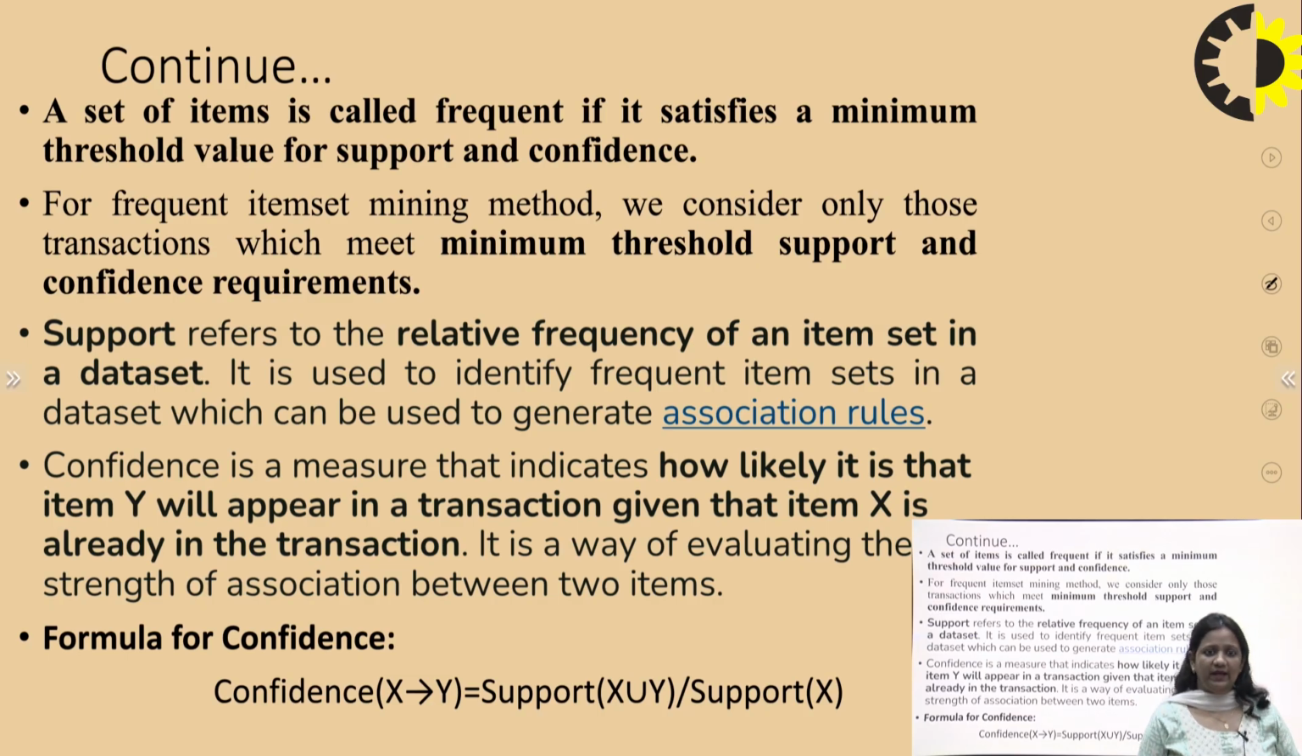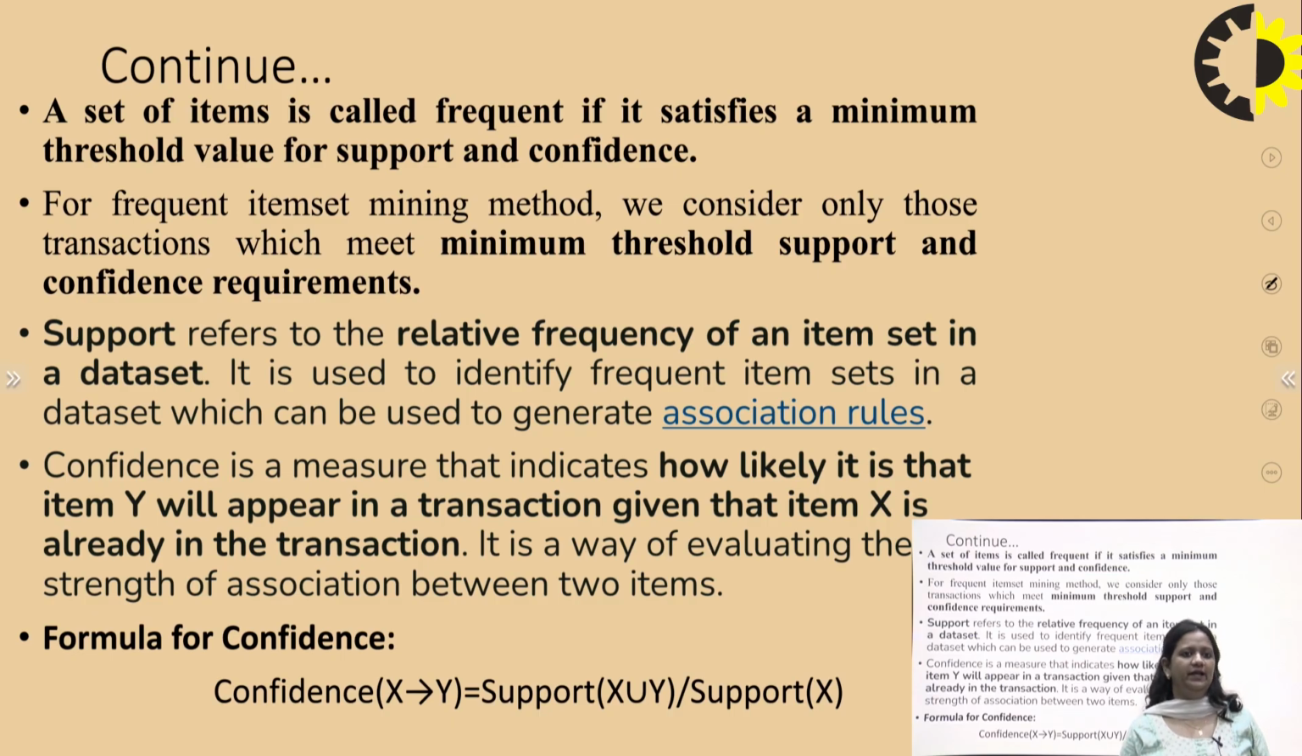In frequent item set mining algorithms, just like the Apriori algorithm and FP growth algorithm, which we are going to explain in our next slide, they consider only those transactions which meet the minimum threshold value for the support and confidence. Now we understand what is support and confidence, and how we can evaluate the support and confidence value for the given data set. Support refers to the relative frequency of an item set in our data set. So what is support?